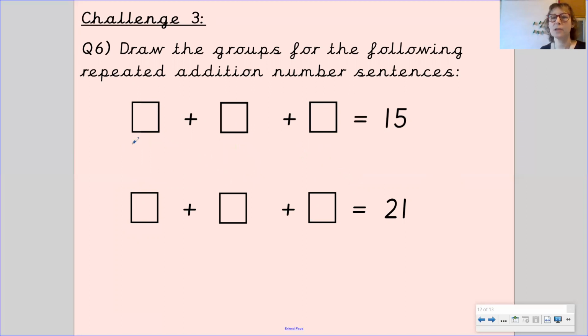So you've got the 3, finish the number sentence and draw the picture that goes with it, and do the same for 21. So again, you've got 3 groups. That number has got to be the same. So what number is going to go in each of those boxes? And can you draw the picture that goes with that?